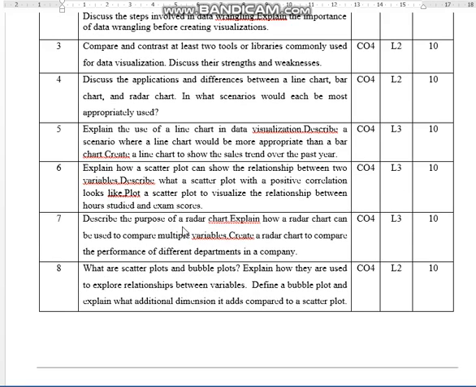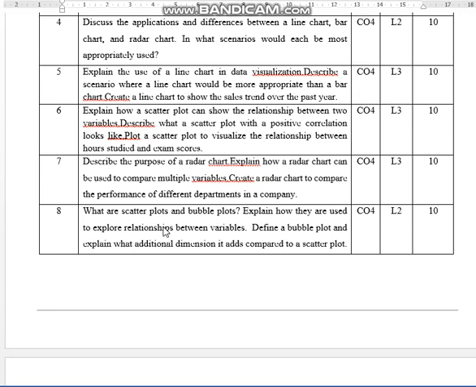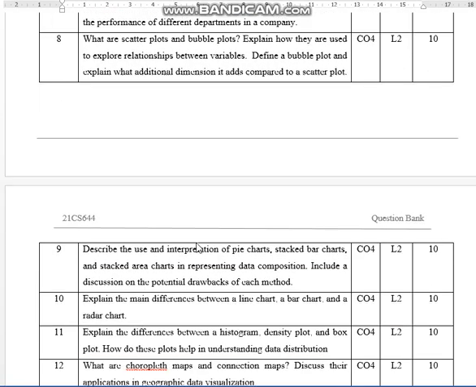And next, describe the purpose of a radar chart. Explain how a radar chart can be used to compare multiple variables. Create a radar chart to compare the performance of different departments in a company. What are scatter plots and bubble plots? Explain how they are used to explore relationship between variables. Define a bubble plot and explain what additional dimension it has compared to a scatter plot.